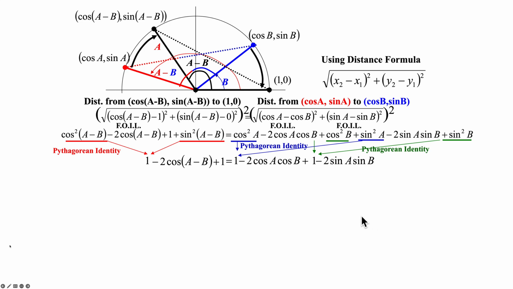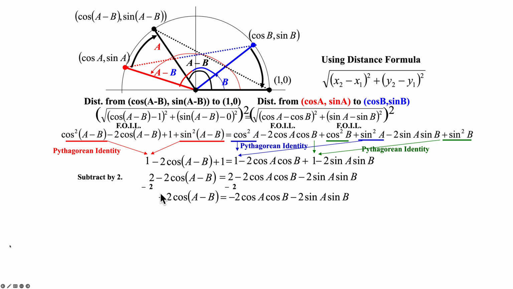Okay, what can we do next? Well, let's combine some like terms. 1 and 1 is a 2. 1 and this one is a 2. Nothing else changed with my minus 2 cosine of A minus B, minus 2 cosine A cosine B, minus 2 sine A sine B. A lot of multiples of 2. Oh wait, this 2 and this 2 are exactly the same, so I can subtract 2 from both sides. We'll get those to cancel out.